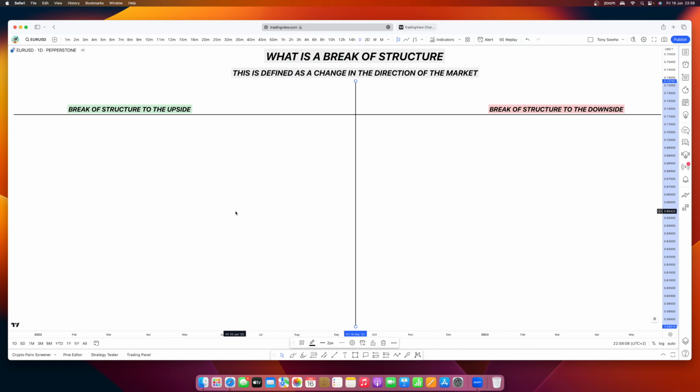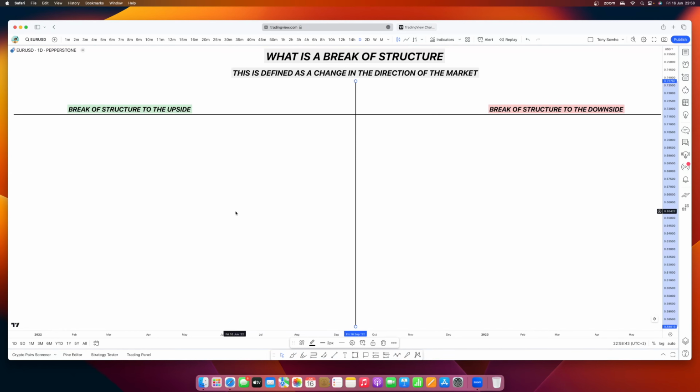Exactly. So now this is defined as a change in direction of the market. And then I said break of structure to the upside. That means what was the market doing before? What was price doing before? Price was selling. That is why we can say it is breaking structure to the upside. If price is selling, it is not breaking any structure if it keeps creating lows. It is just taking out the previous low. But now if price decides to stop selling and then decides to buy, there is going to be a break of structure to the opposite direction.